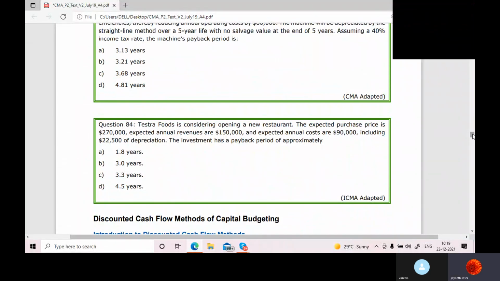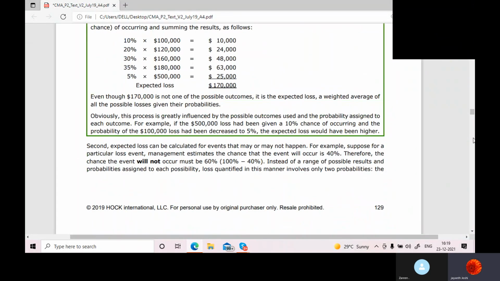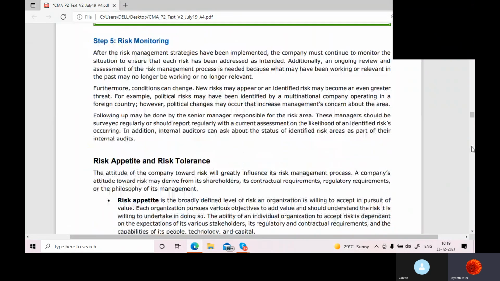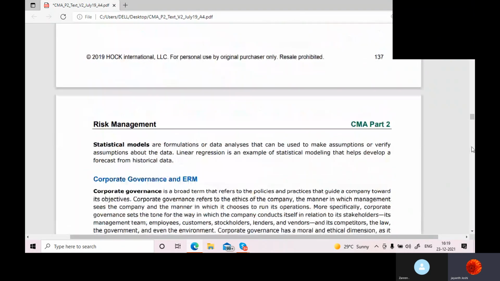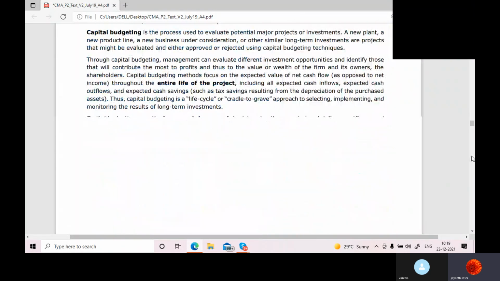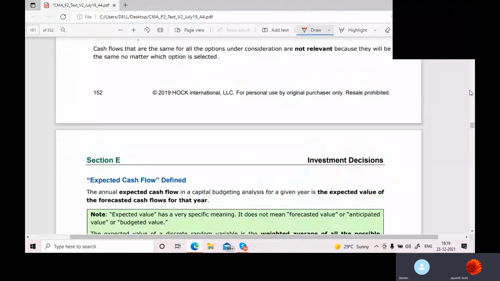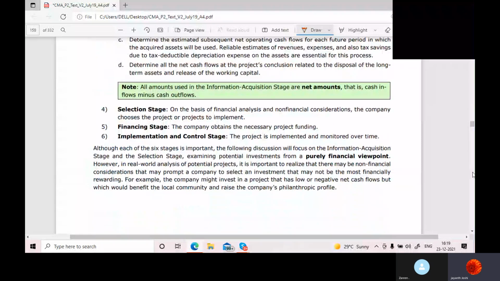Can you do this question, Zarina? I'm giving this question. Please solve this and find out the payback period for this question. Okay, sir.